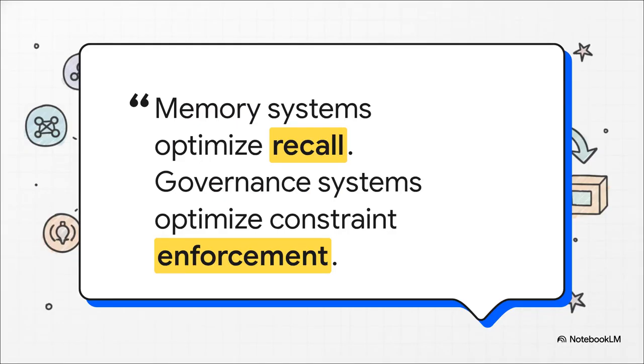So, the crucial point is this. If you take away only one thing from today, please let it be this quote right here. Memory systems optimize recall. Governance systems optimize constraint enforcement. They are two completely, entirely different jobs. Trying to use one word to describe both is a very expensive mistake, and you'll end up paying for it in contradictory diffs and broken software.